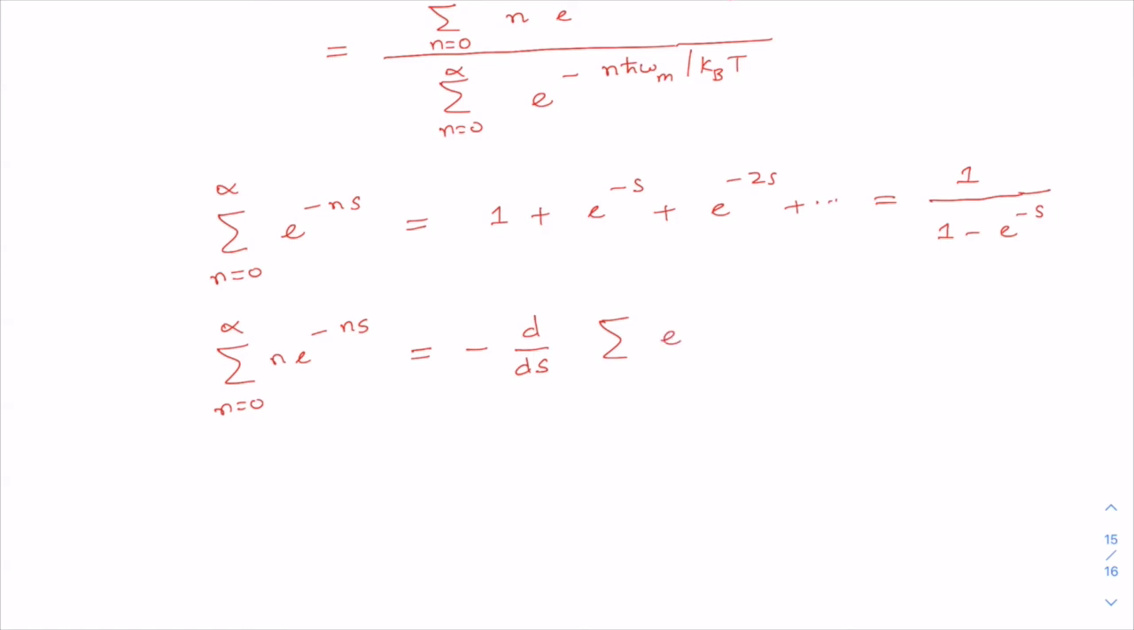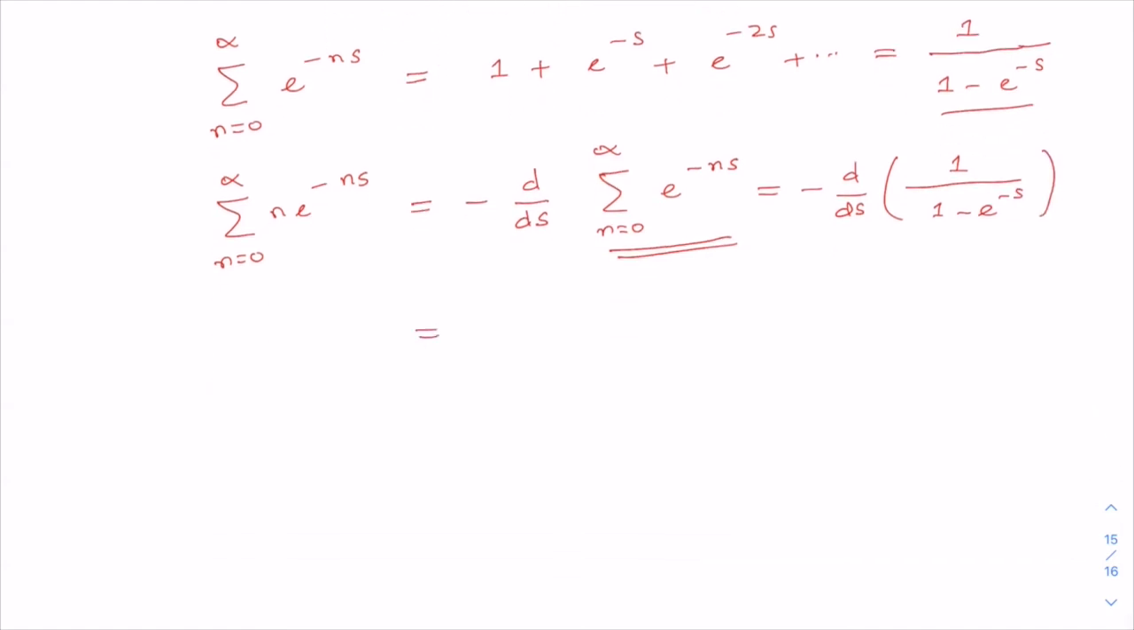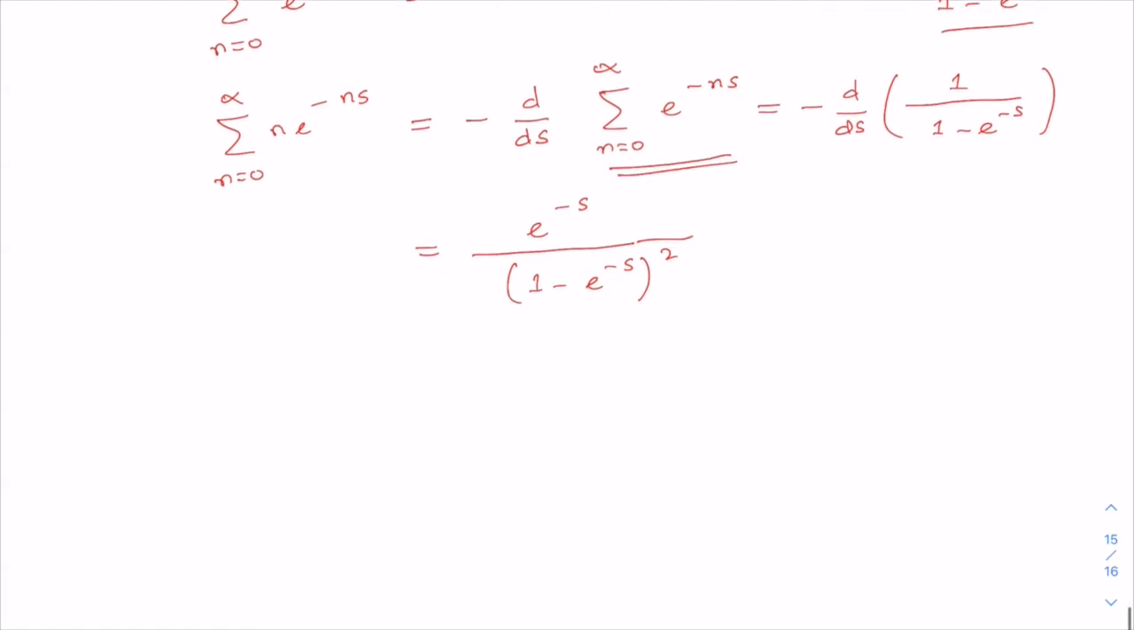You can verify it, it's very simple: the sum of e to the power minus ns, n equal to 0 to infinity, and this would therefore be minus d/ds. We already know this term, so that is 1 divided by 1 minus e to the power minus s, and this will give e to the power minus s divided by (1 minus e to the power minus s) squared, right?